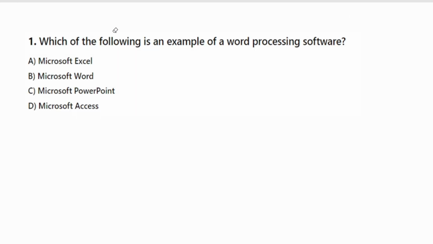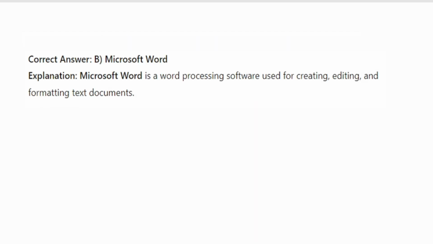क्वेश्चन है, which of the following is an example of word processing software? So word processing software is used for creating and editing and formatting text documents. So the correct option is Microsoft Word. Now move to the next question.